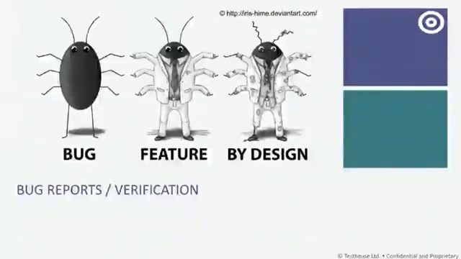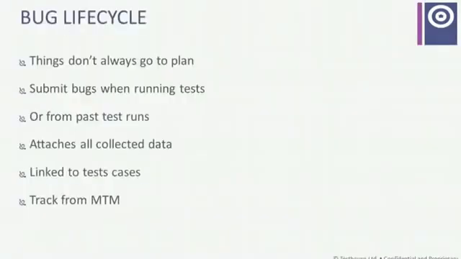So I'll go straight on. I'm going to talk about how you actually create a bug report. The bug life cycle is a big part of MTM. It makes communication very easy between the testers and the developers. Instead of trying to shoot emails off to the developers or pass bits of paper around the office, everything is created and stored within MTM and is available for anybody to see at any time. So communication is very, very slick.